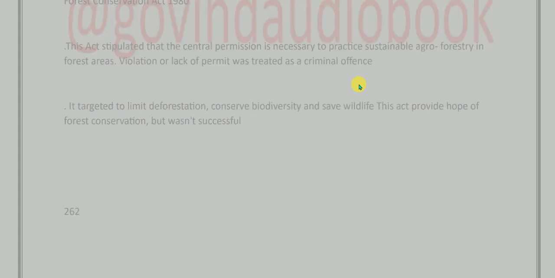Forest Conservation Act 1980. This act stipulated that the central permission is necessary to practice sustainable agroforestry in forest areas. Violation or lack of permit was treated as a criminal offense. It targeted to limit deforestation, conserve biodiversity and save wildlife. This act provided hope of forest conservation, but wasn't successful.